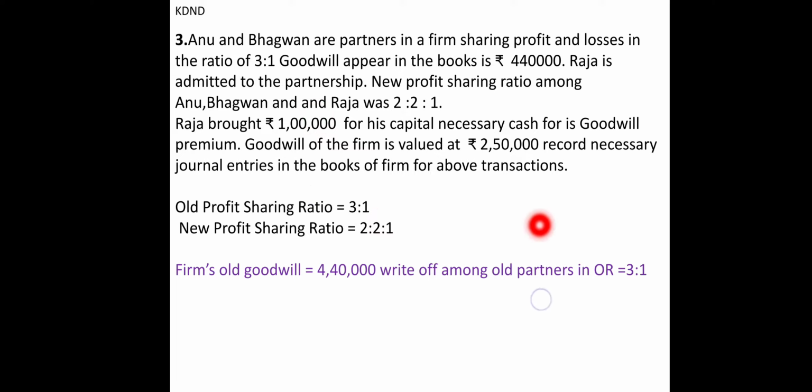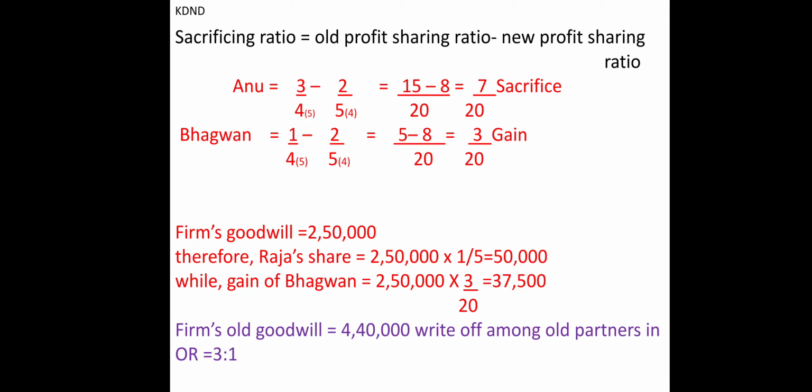So first of all, we have to find out the sacrificing ratio. Applying the formula, sacrifice ratio is equal to old profit sharing ratio minus new profit sharing ratio. You can see the formula I had mentioned over here, and I found that Anu's sacrifice is 7 by 20, while Bhagwan is gaining by 3 by 20.